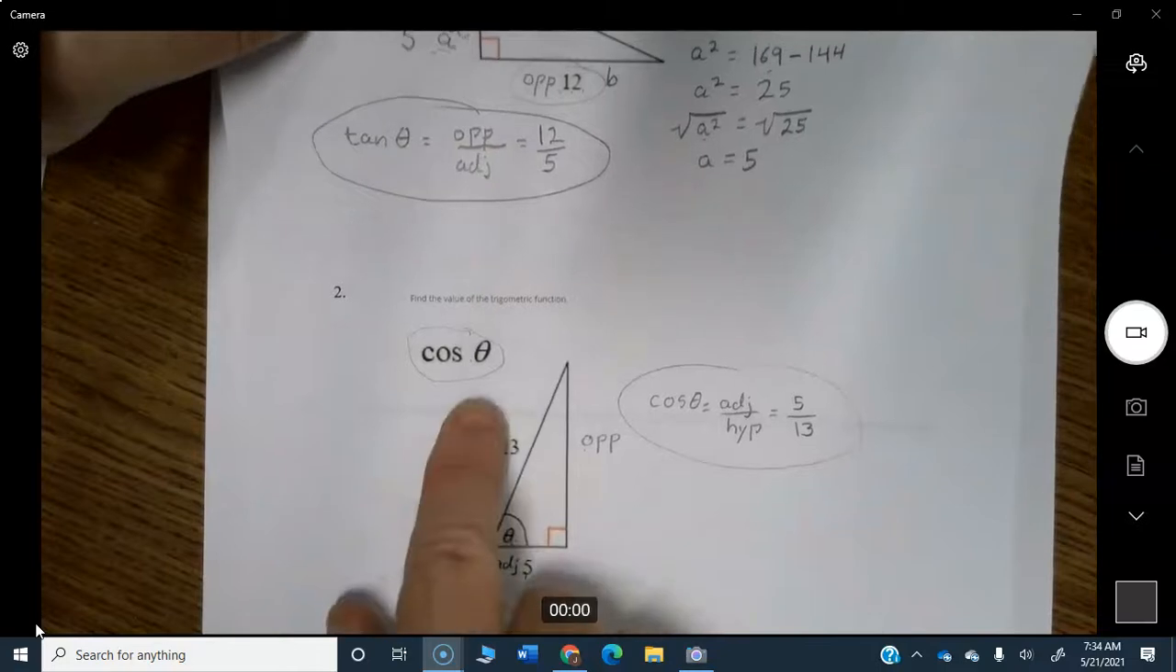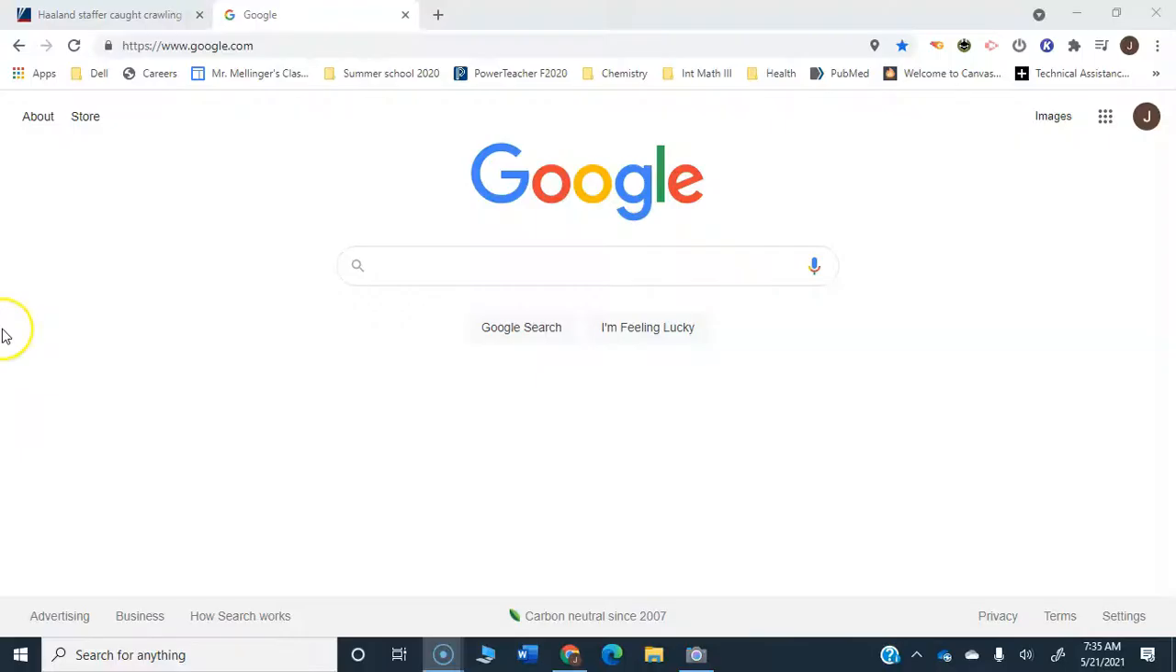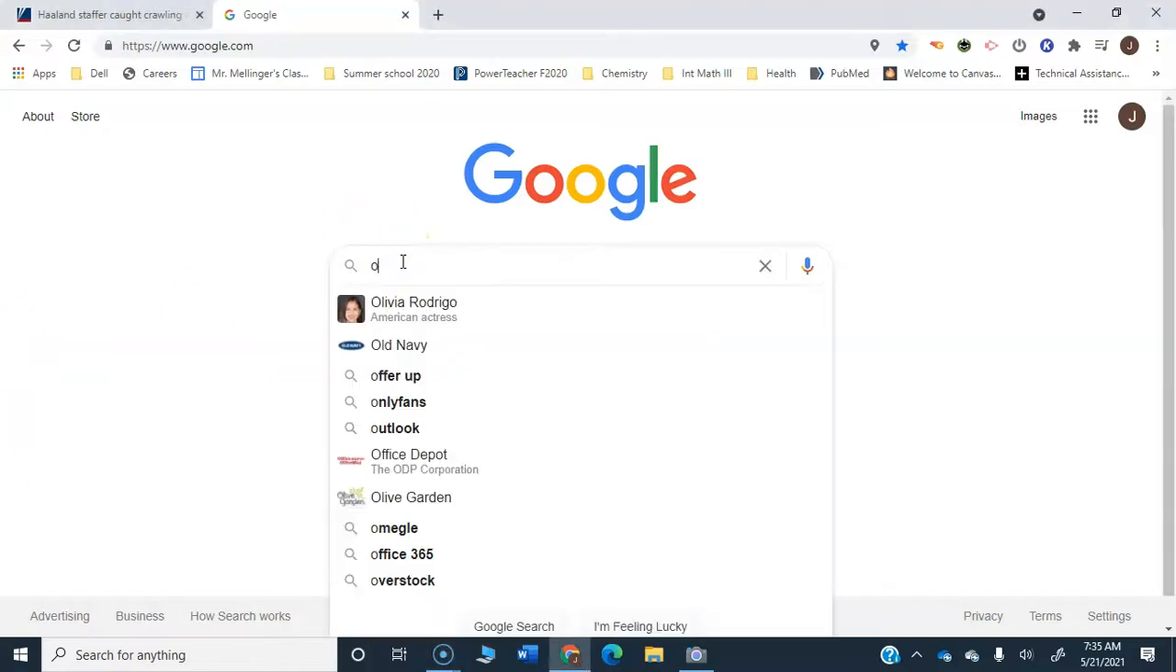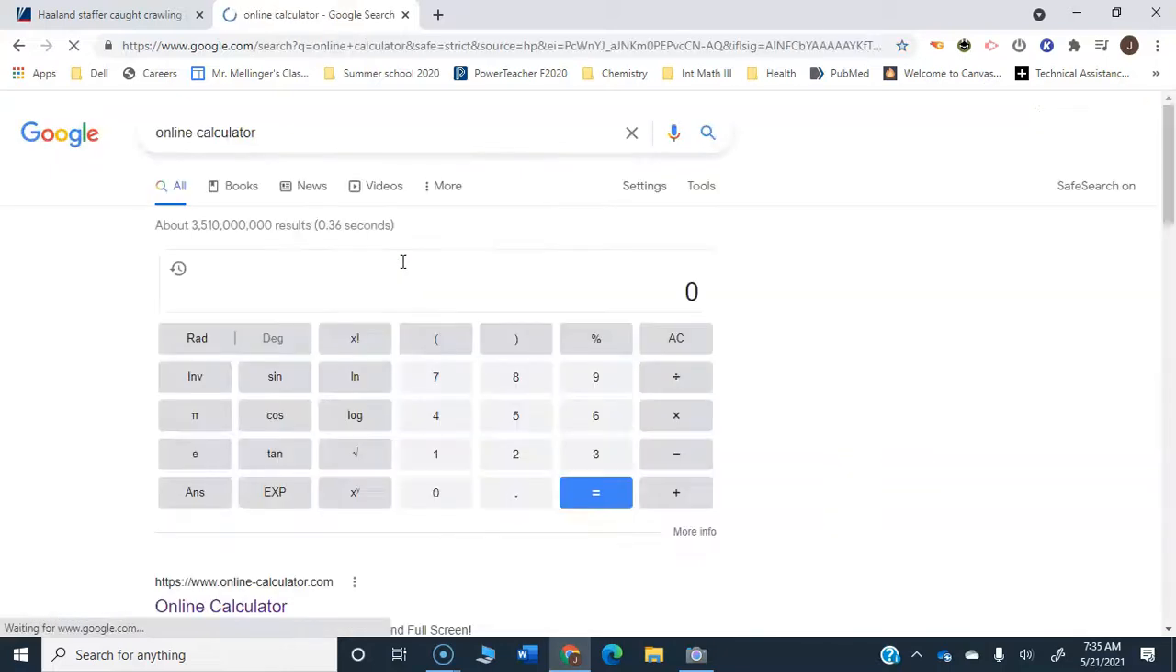that, for example, this cosine was 5 over 13. If we divided 5 by 13, we'd come out with a decimal value for that, and that would be the cosine. So here, we're going to go onto a calculator. To get to the online calculator, just go to Google and type in the words online calculator. Click. It brings up a calculator right away.